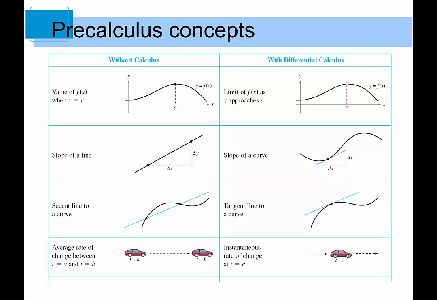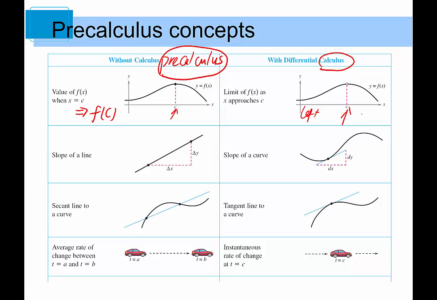So this is basically a comparison between the left column, which is precalculus, and the right column, which is calculus. Given any x value, let's say x equals c, you'll be able to find the y value, which is f of x, or f of c in this case. And in calculus, we will learn to find the limit of f of x when x approaches c, from the left and the right hand side.